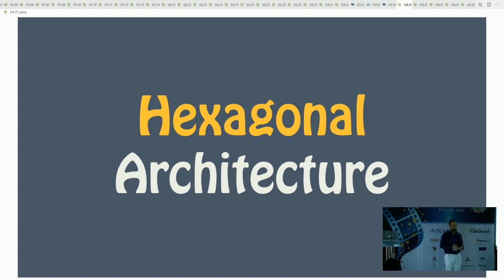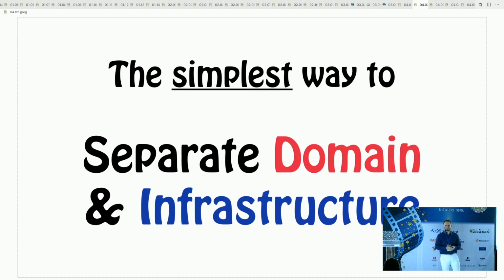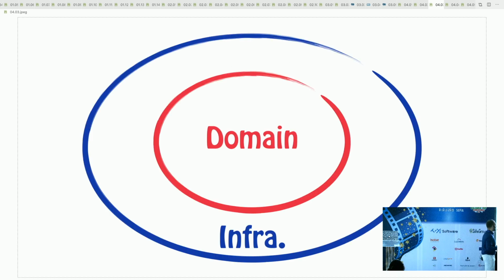Let's see how to solve that, and let's discover what is hexagonal architecture. To me, hexagonal architecture, it's the simplest way you could have to do exactly that, to separate the domain part from the infrastructure. It's the simplest way. How simple? That simple. You can hardly do more simple than two potatoes on the screen. This is the simplest architecture I know.